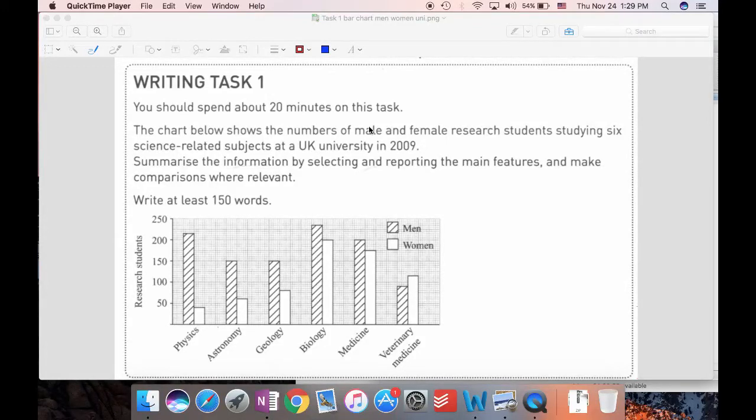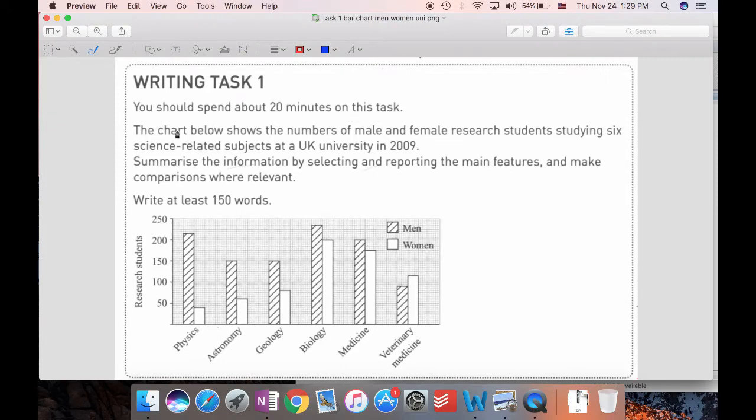Let's read through the question then. You should spend about 20 minutes on this task. The chart below shows the numbers of male and female research students studying 6 science-related subjects at a UK university in 2009. So just one university. Summarise the information by selecting and reporting the main features and make comparisons where relevant. Write at least 150 words.